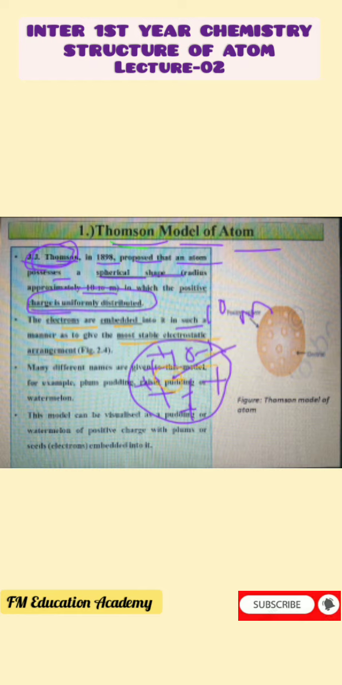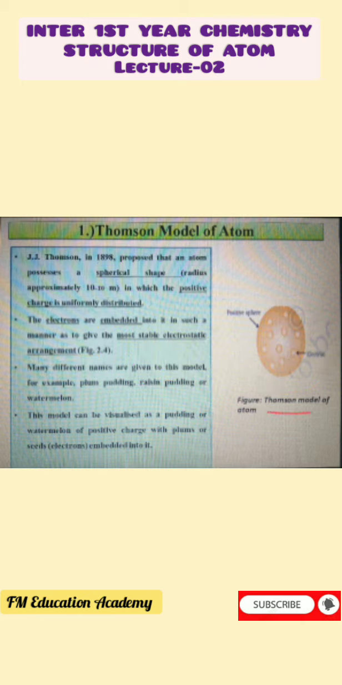So this is the whole atom. In this whole atom, we already have positive charge, and in that positive charge, we have some negative charges which are fixed inside it. Actually, it consists of whole positive charge. So this model, the Thomson model of atom, consists of whole positive charge, and in that it contains some negative charges.